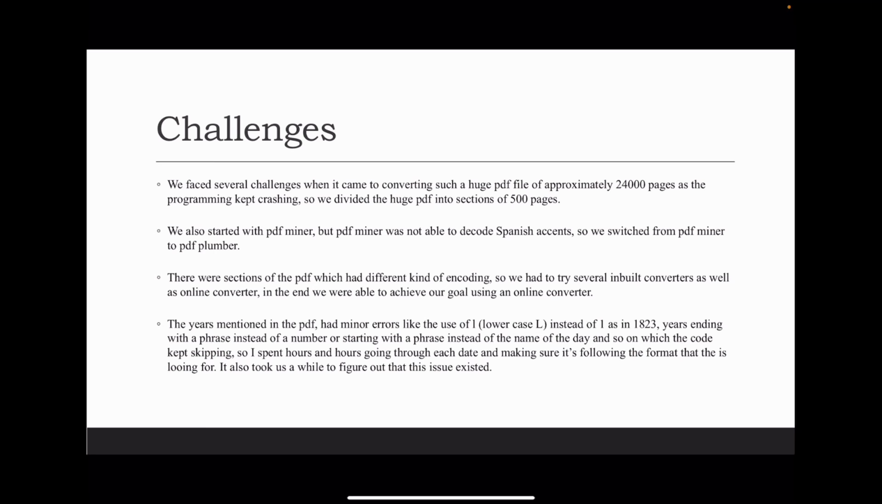There were also other issues, like some of the years didn't end with a number. Some of the years ended with phrases, so we had to take care of them as well. After making sure that most of the dates followed the basic format of the date in the PDF that we trained our program for, we ran the code and we were able to get around 9,000 entries of dates and observations in a CSV format. So these were all the challenges we faced.